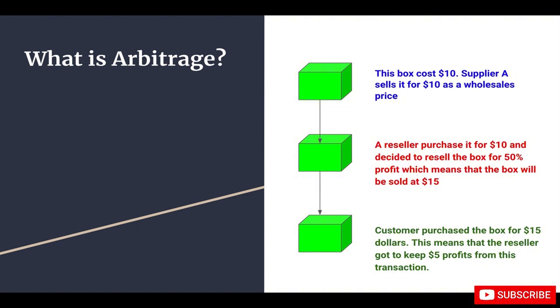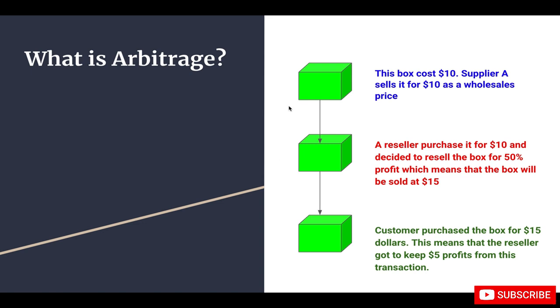Let me give you an example. It's always easier and more straightforward to understand a concept using an example instead of just getting the definition of that term, right? So let's use this as an example. Let's say there's a product, this green box, a beautiful product. Supplier A sells it for $10 as a wholesale price. Supplier A is the one that produced this green box, and they decided to sell it at $10 as a wholesale price. And then me, I am a reseller.